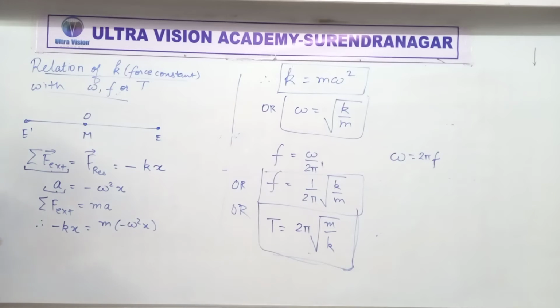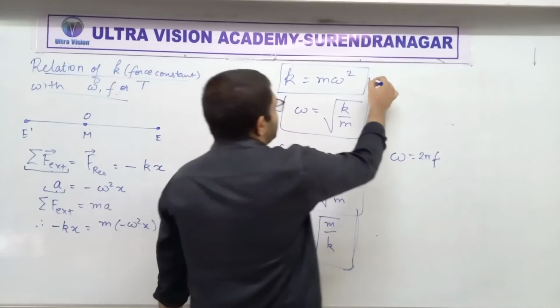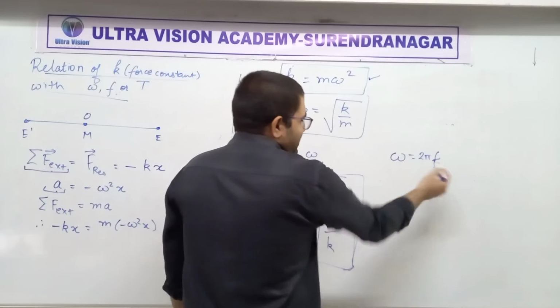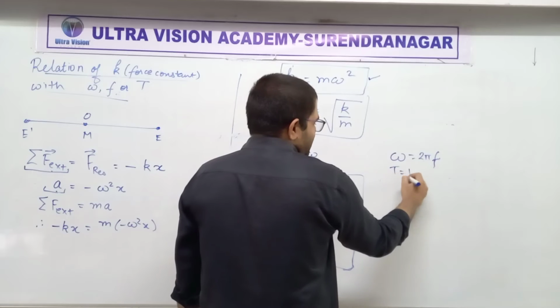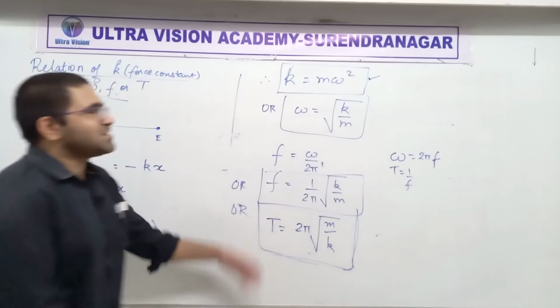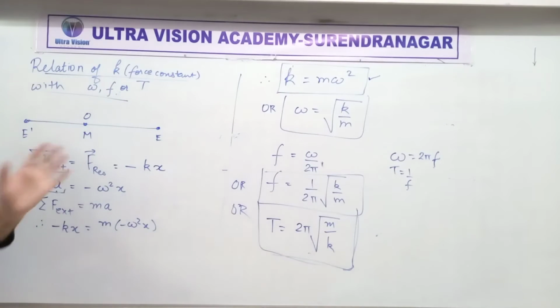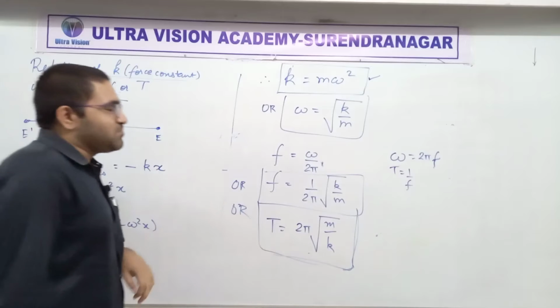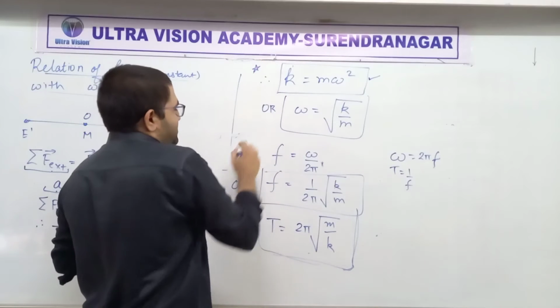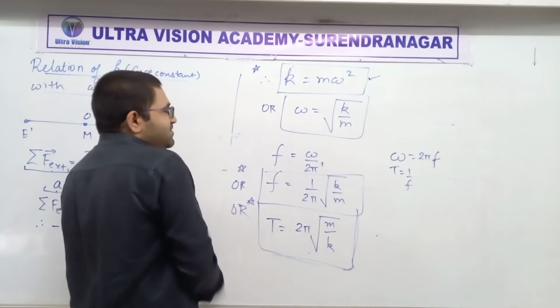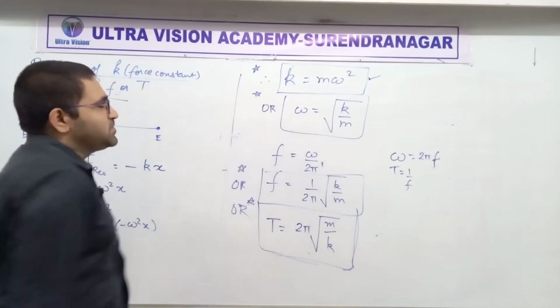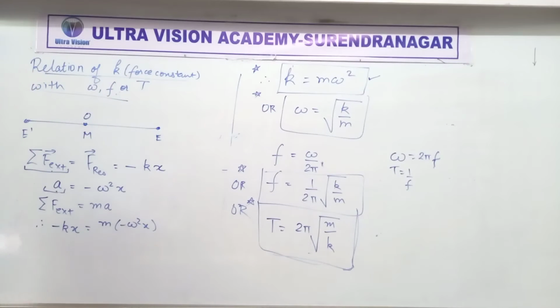Out of all this, frankly speaking, if you can remember one and some basics, like omega is 2 pi f and T is equal to 1 by f, then you can easily derive all of these. All derivations clear? Do you have to remember these? Of course. All of these are very, very important formulas of this chapter, whenever you get frequency or anything like that. This is very useful.